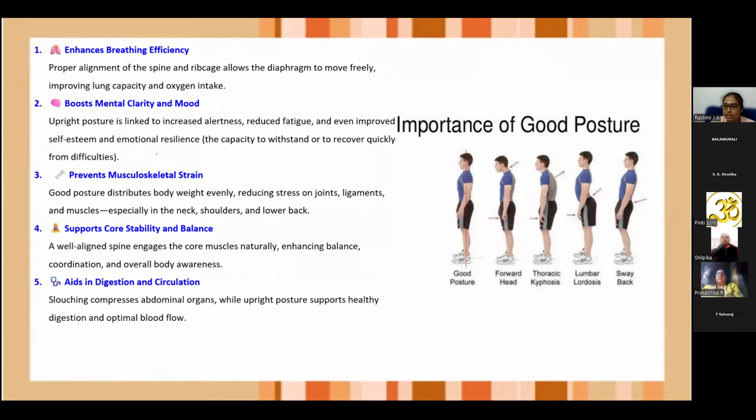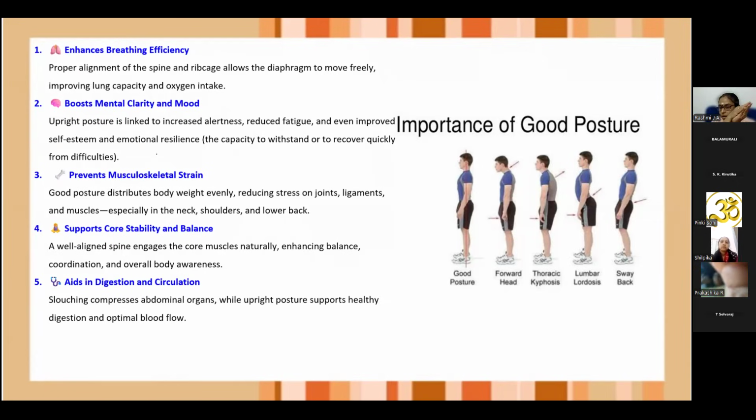Then it aids in digestion and circulation. This you might know or have experienced. When you sit straight and eat, the way the body receives the food will be different. When you have observed, when you sit on a couch and eat, there is a difference between the two. If you have a good posture and eat, the way of receiving food by the body is different from the way you sit with a hunchback and eat, because there is a compression in the abdominal organs.